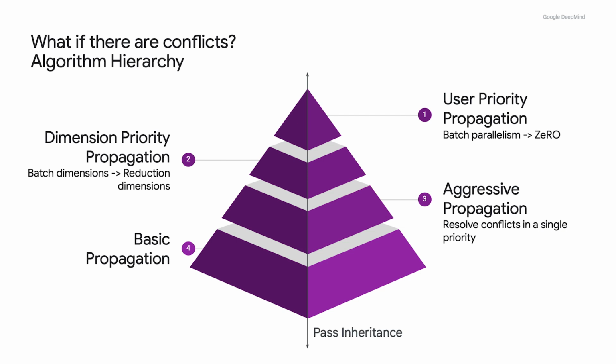And the third step is how we resolve conflicts in a single priority. In the base layer, which is the basic propagation, we do not resolve conflicts, and we depend on the upper 3 levels to resolve conflicts. All these passes are just to form a hierarchy. For example, for each user priority, we iterate all the dimension priorities, and for each dimension priority, we iterate each aggressiveness in our propagation system.